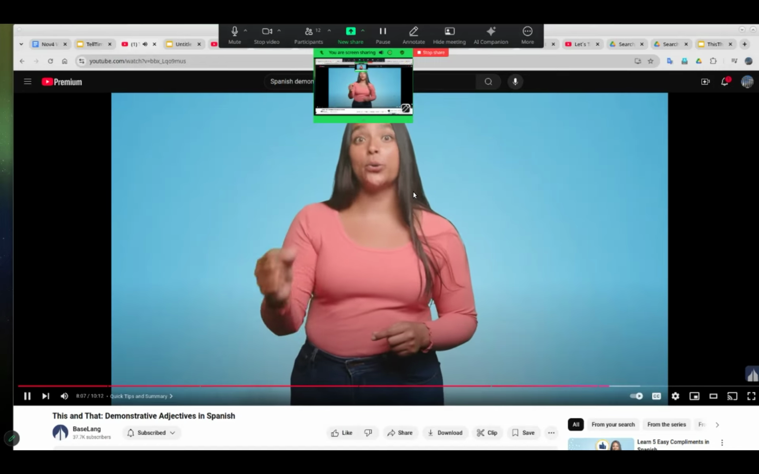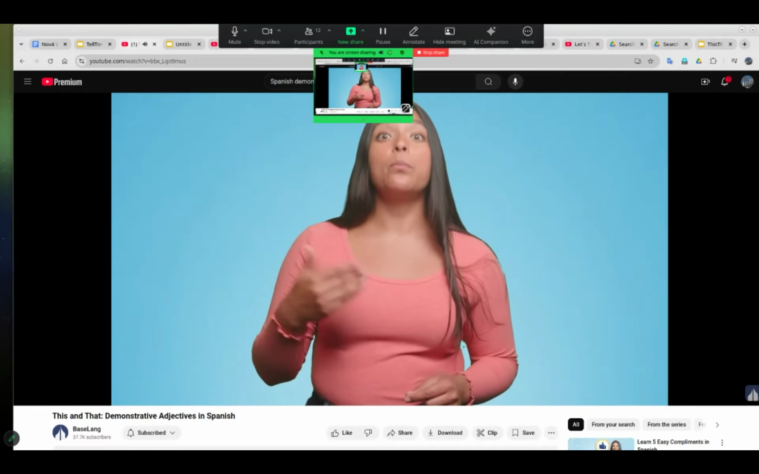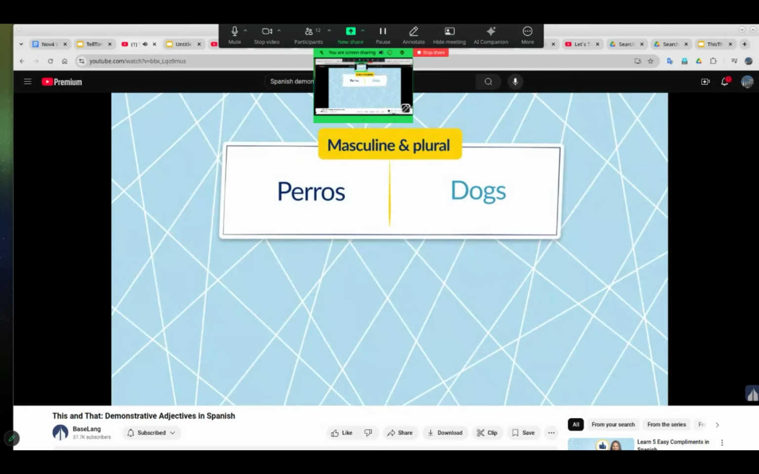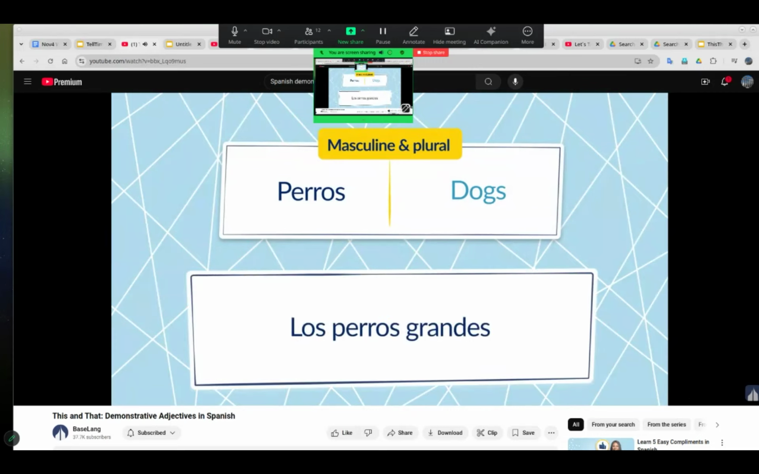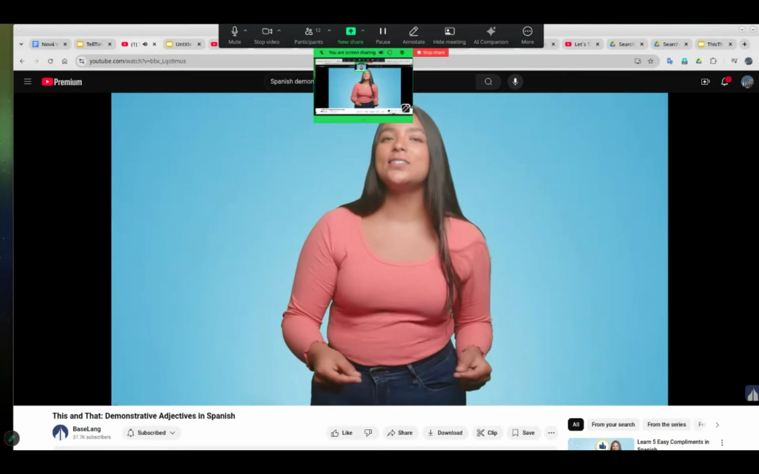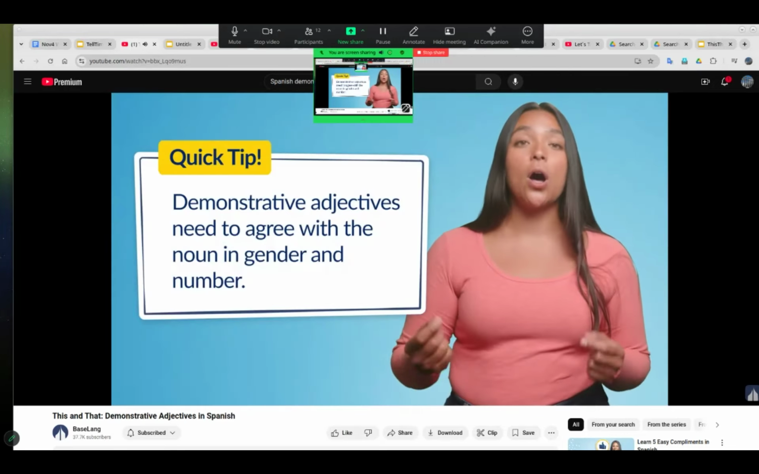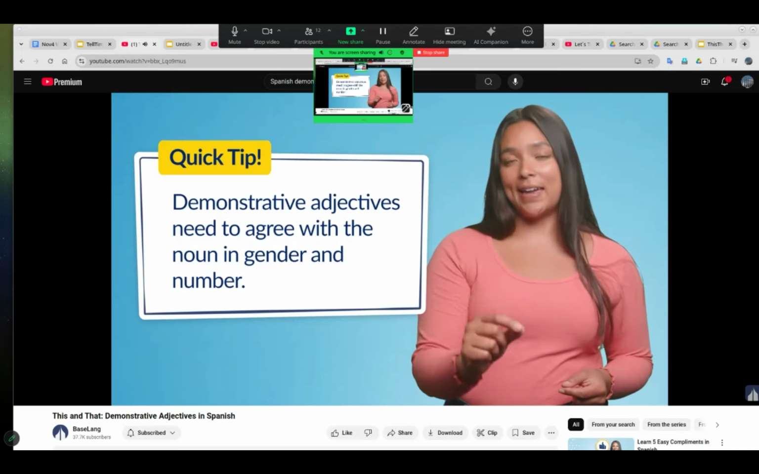Have to make their form agree with the noun's gender and number. For instance, if you wanted to say that multiple dogs are big, you would need to know that the word for more than one dog, perros, is masculine and plural. Therefore, you would take the masculine plural form of the adjective grande or big and use it in conjunction with the noun. This would sound like los perros grandes. Once you understand that concept, you'll find it easier to remember that your demonstrative adjectives also need to agree with the noun they are describing in both gender and number.